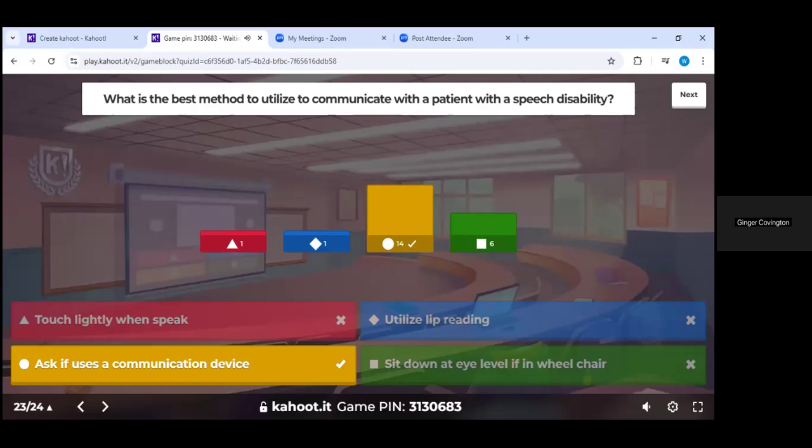Okay, and I just picked out speech, but there's other disabilities. I think there's even actually a chart in the disabilities and chronic chapter about how you would communicate with people with different types of disabilities and what would be the best method. So take a look at some of those.